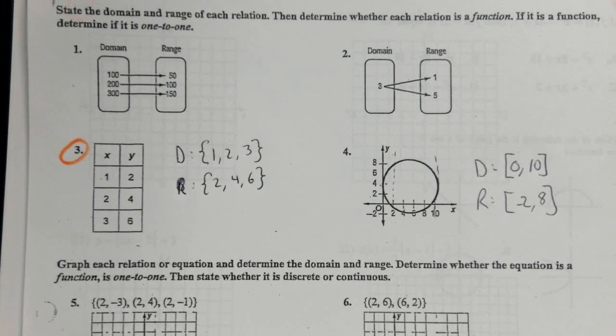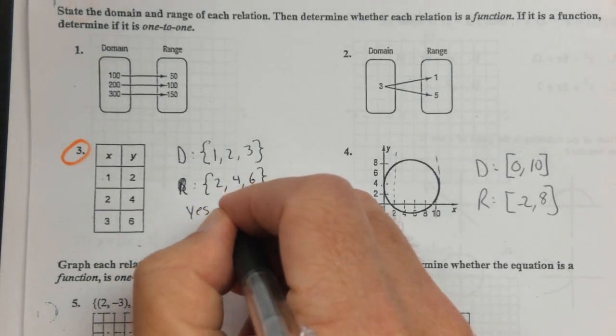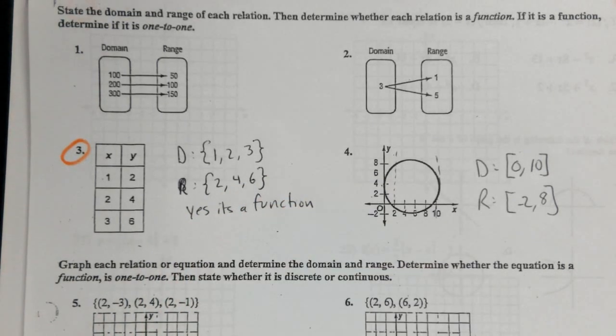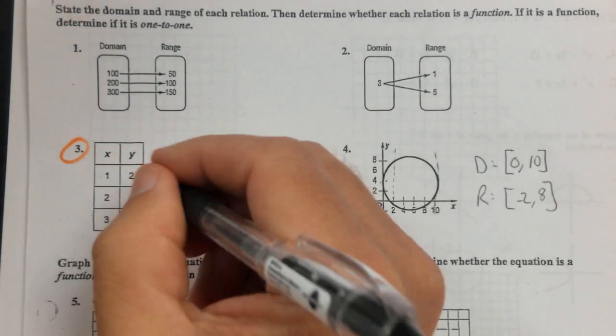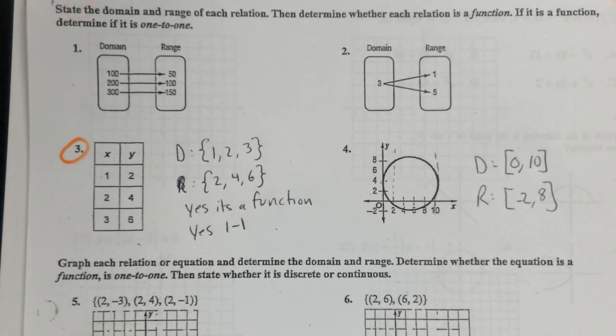And what's next? Determine whether it's a function. So you tell me, is that a function? Yes, it's a function. Is it one-to-one? Yep, because each of those y's also only has one x. And so that's it for number 3.